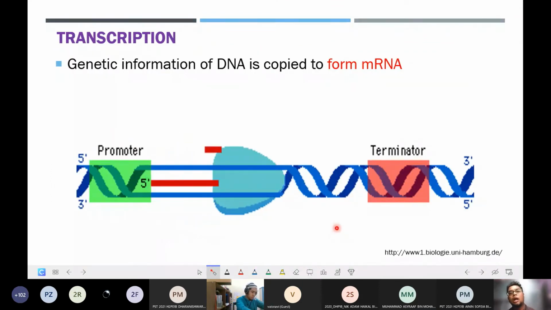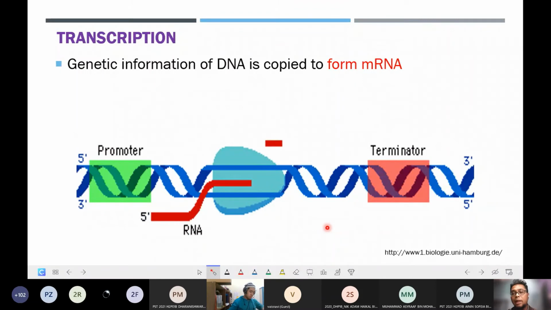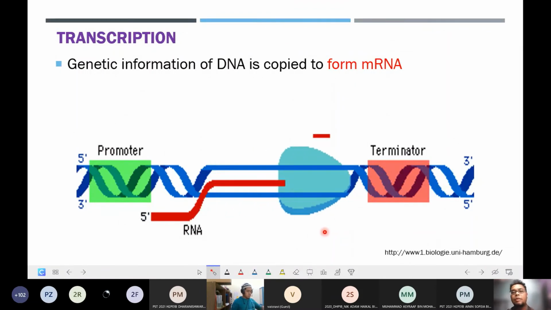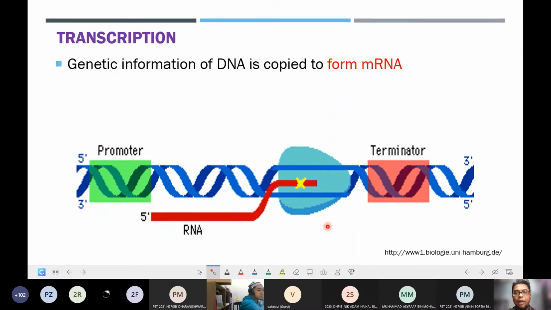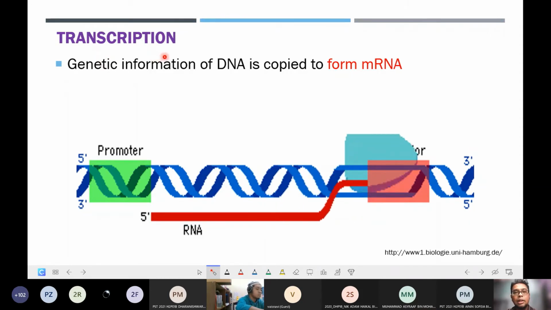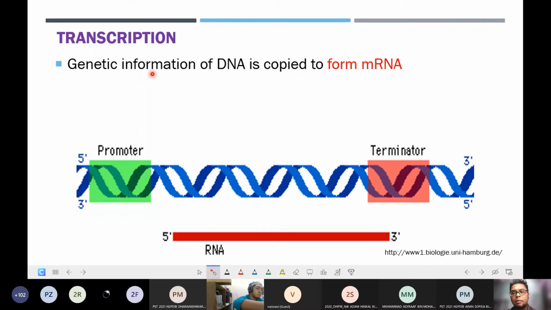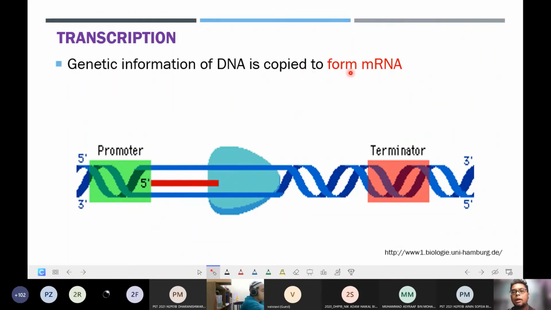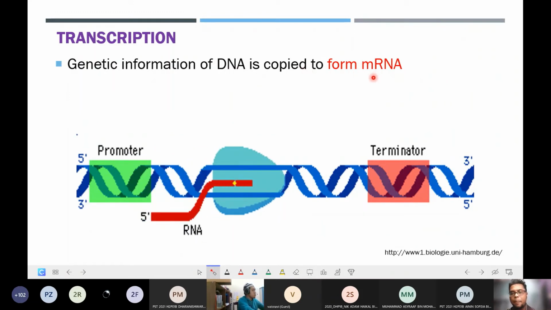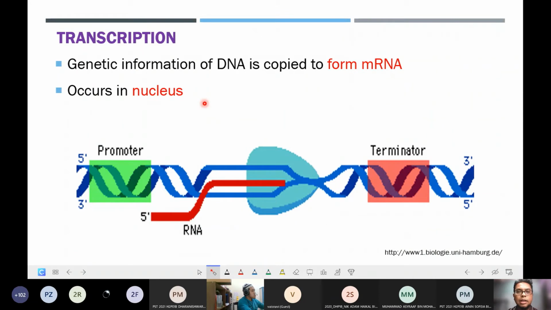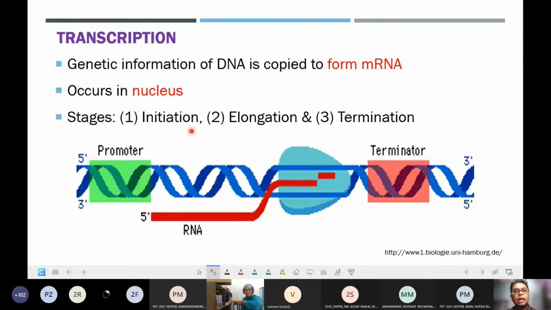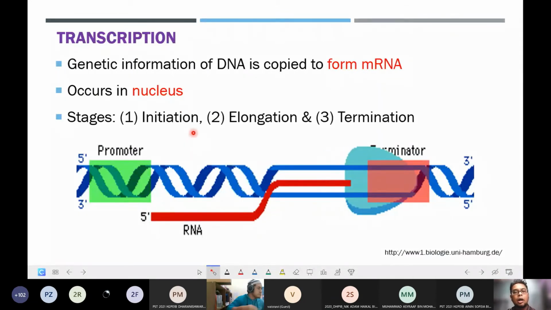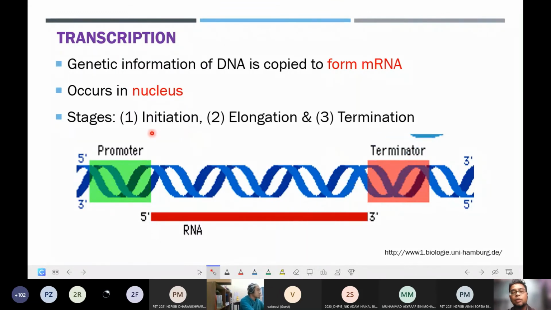We will continue now with the process of protein synthesis, and we will start with the first type, that will be transcription. I've told you before that transcription is the process in which the genetic information of the DNA is copied to form the mRNA, and this occurs in the nucleus. And this transcription shows 3 stages.